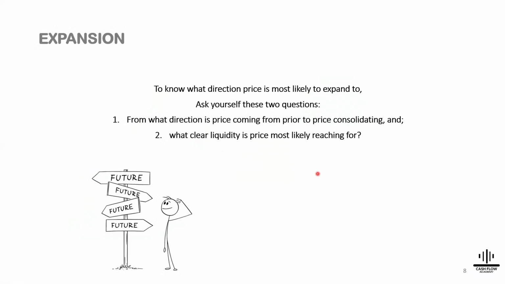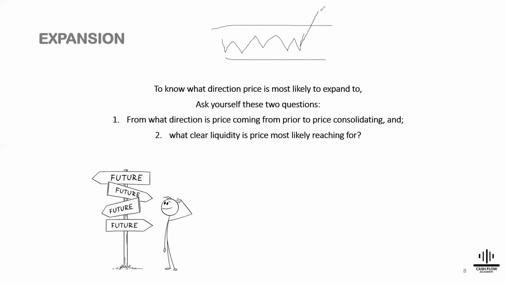But let's move on. Now, to know what direction price is likely to expand to, you ask yourself these two questions. One, from what direction is price coming from prior to price consolidation? Two, what clear liquidity is price most likely reaching for? Now, remember I said, when price is consolidating, don't try to take a trade. Don't try to pick, is it going to go up or go down? Let me buy or sell. Don't do that. You want to wait for price to break up from that consolidation.